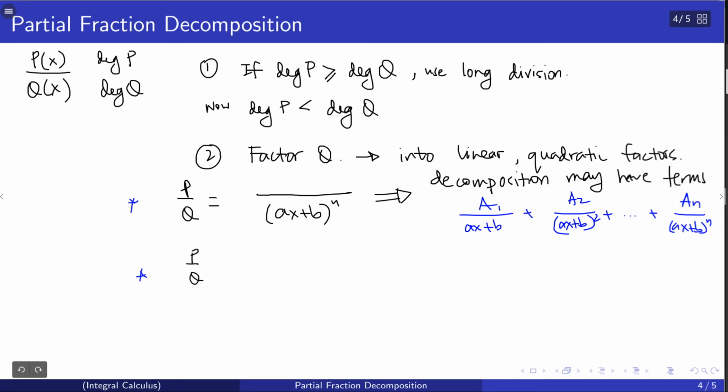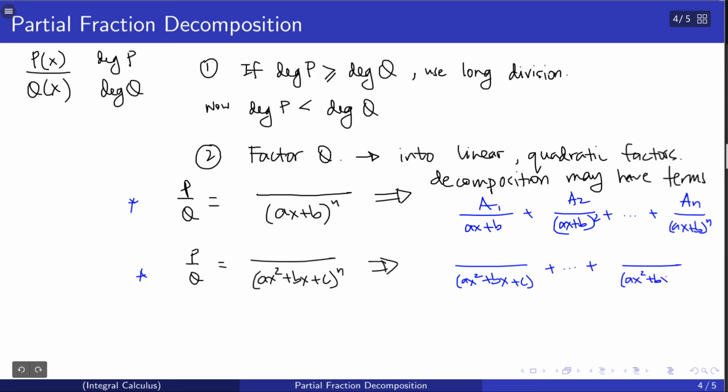Now, if your fraction has a quadratic term that's irreducible, then it's very similar. You're just going to have to include n copies of these fractions from power 1 to power n in the denominator. But now for the numerator, you have linear terms.